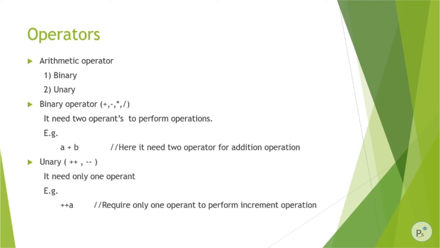Unary operator is used to increment a value by 1 or decrement a value by 1. And in unary operator we need only one operand. As you can see in the example, plus plus a means it will increment the value of a by 1, and it requires only one operand, where a is the operand. Okay, so unary operators also have two subparts. Let's see what those are.